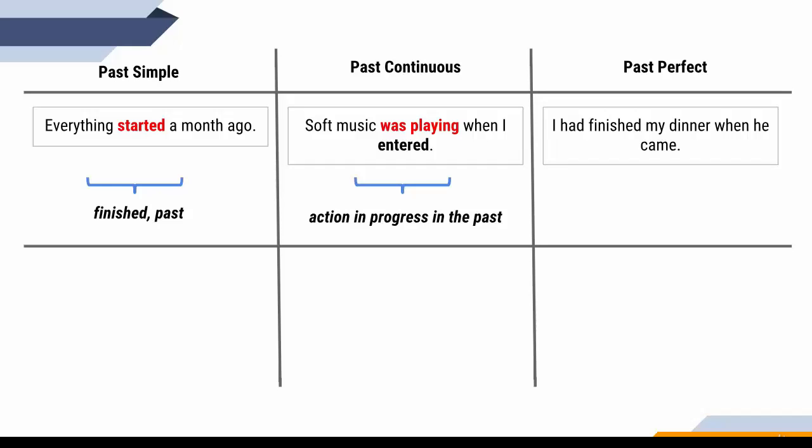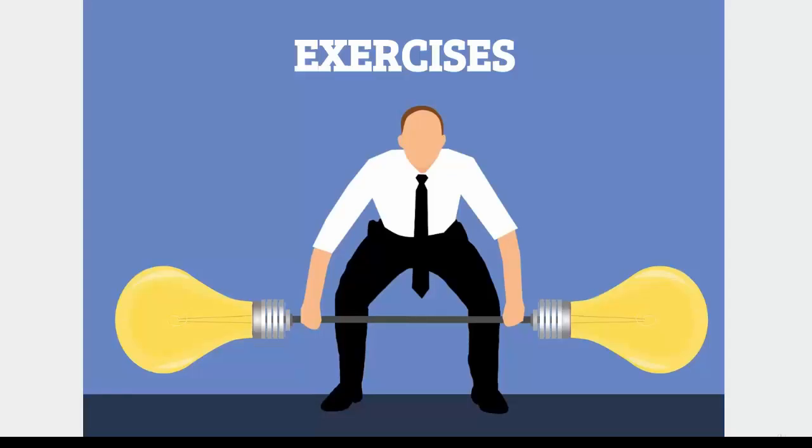Past continuous, you use it when an action is in progress in the past. The markers here: while, or something was happening when something else interrupted it and happened. Past perfect is connected with the past only, again, and you need to always associate it with two actions. The one that happened first chronologically is in past perfect. The second one, which happened after this one, is in past simple.